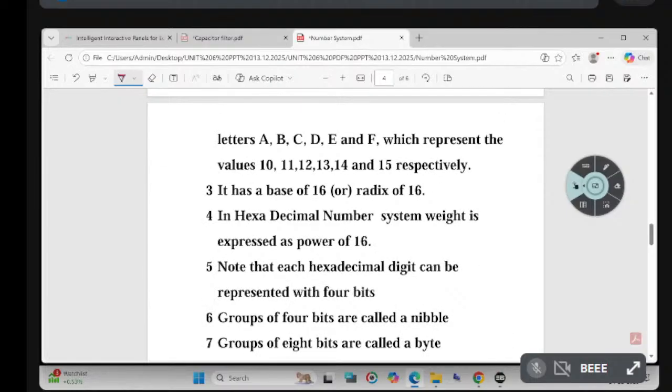For example, if you take 0, how will you write it? In the exam, you should write 0 0 0 0. If asked to write 1, write 0 0 0 1. 4 bits. Hexa is 4 bits. Octa is 3 bits. 4 bits is called a nibble. 8 bits is called a byte. So that we have completed this.